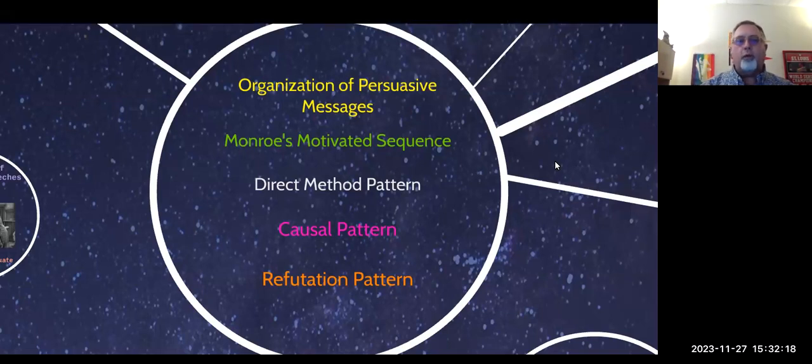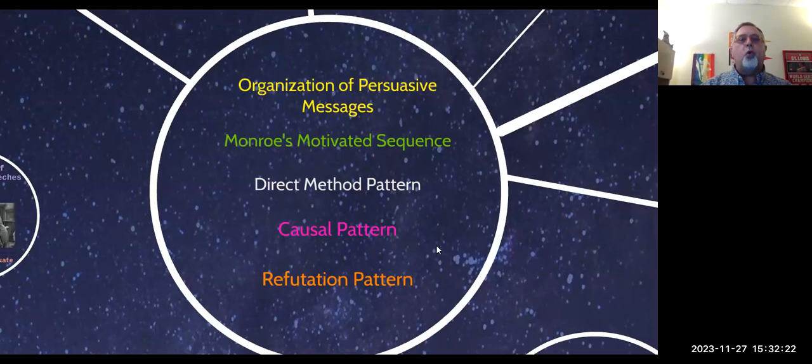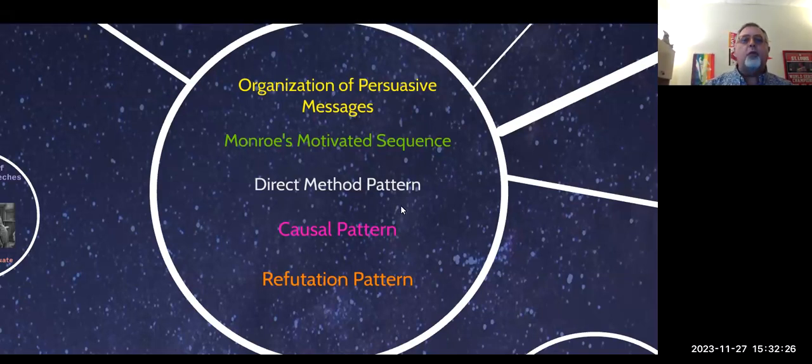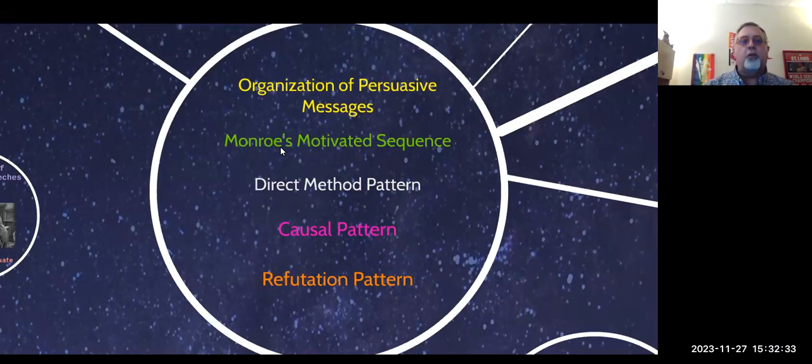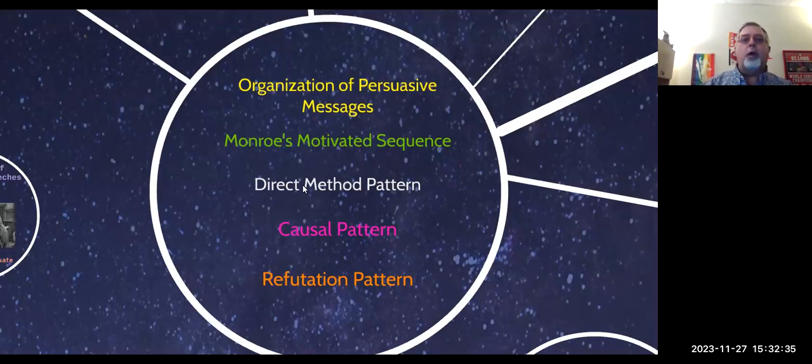And that's some of what you see on the screen, organization of persuasive messages. You will see these different kinds. So there's 4 typical ways of organizing a persuasive speech. The first one is Monroe's motivated sequence, and that's the one we're going to focus on in this particular discussion. But there's also a direct method type, a causal type, and then a refutation pattern. These are all talked about in the textbook.